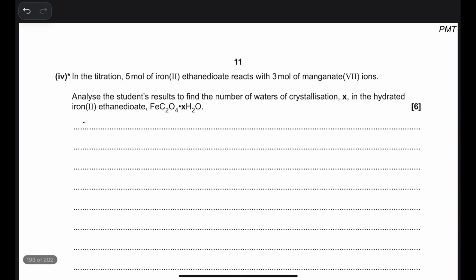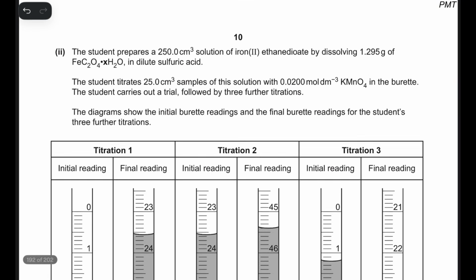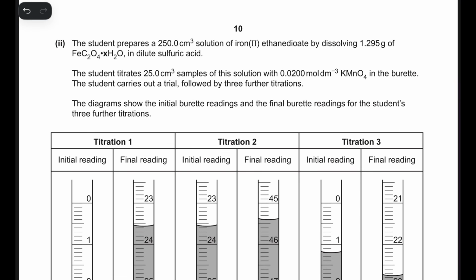We can do the calculation properly, but we'll just say mean titer. My handwriting goes off when I write first, but it's going to be 21.60 centimeters cubed. Okay, fine. Now, when we looked at our titration, we were doing it against 0.02 moles per decimeter cubed of potassium manganate. Given that information, we can now find the number of moles of manganate because we have the concentration and we now have the volume in the mean titer.